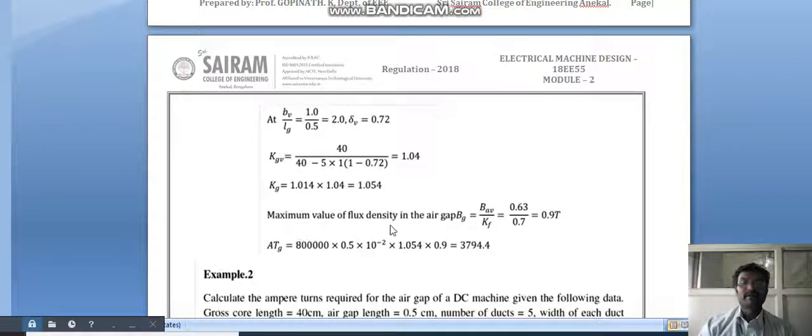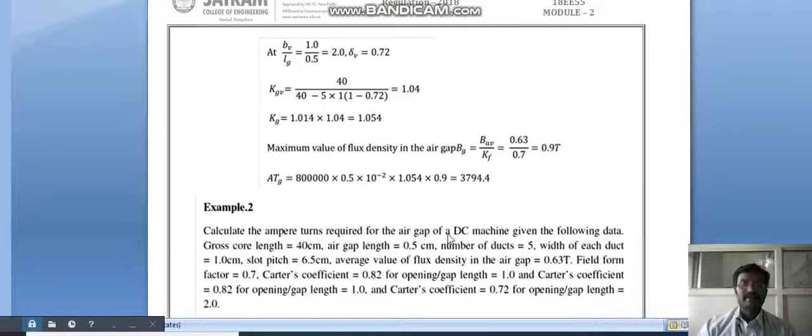Maximum value of flux density in the air gap Bg is equal to Bav by Kf. So Bav they gave the value of 0.63, and 0.63 by 0.7 is the Kf division. We will get the Bg value 0.9 T. ATg is equal to 80,000 multiplied with 0.5 into 10 to the power of minus 2 into 1.054 into 0.9. We will get the ATg value as 3794.4. Okay, that's example 1.